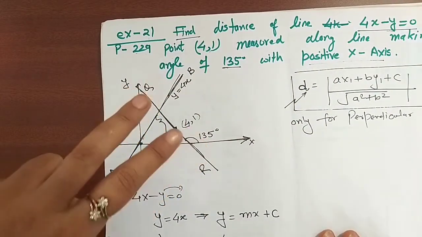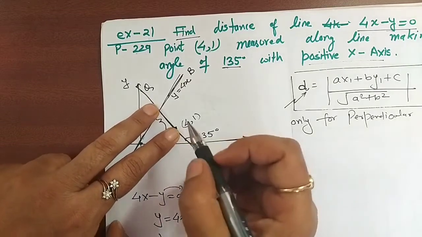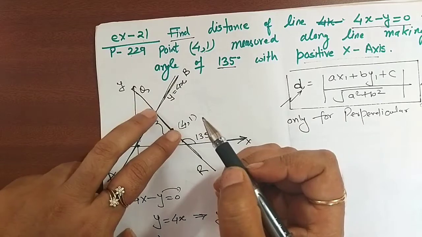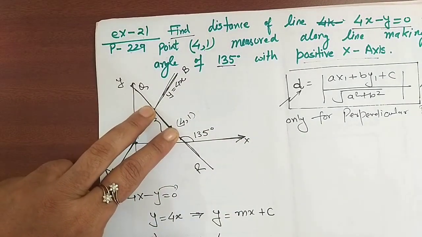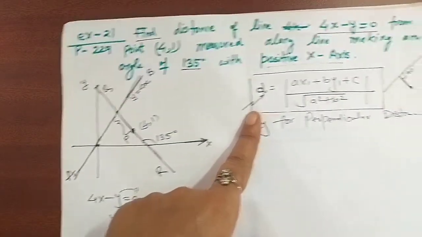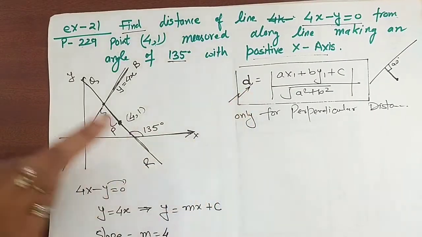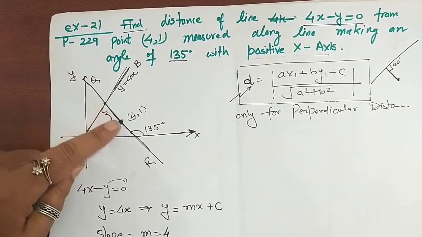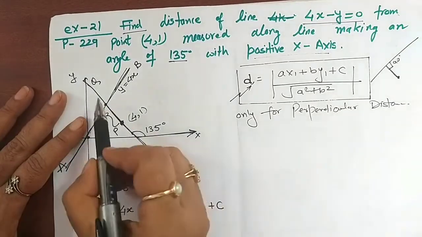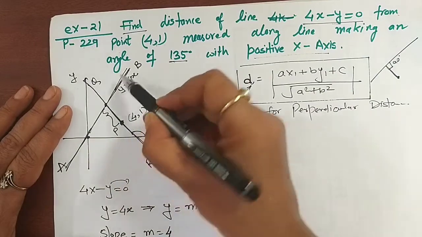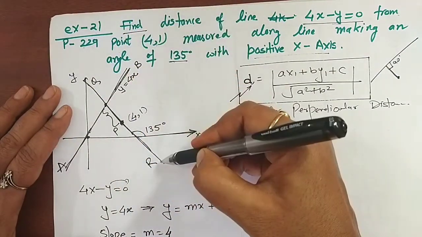For this distance, the only thing we can do is we should know this point. If this point is known, we can apply the distance formula. We cannot apply the perpendicular formula because it is applicable only for perpendicular distances, and this is not a perpendicular distance. To find this point, we need to find the point of intersection of this and this. Correct?